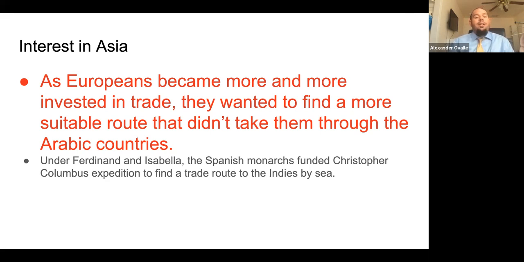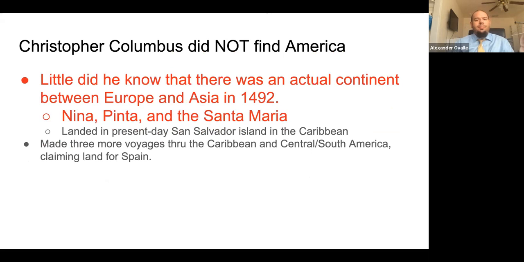So under King Ferdinand and Queen Isabella of España, the Spanish monarchs funded a guy named Christopher Columbus, who said he would find a route via boat to establish trade with the West Indies and prove to everyone that the world was not flat. Christopher Columbus, however, did not discover America. Little did he know there was an actual land mass between Europe and Asia in 1492.